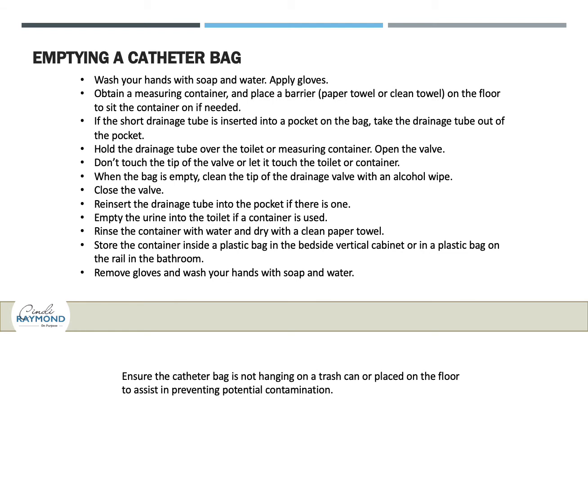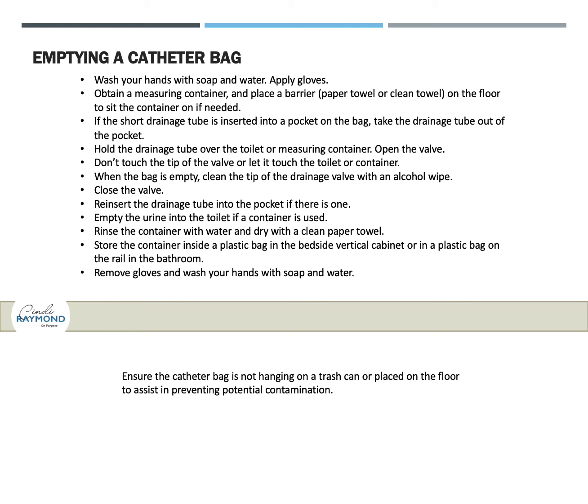So this is the process for emptying a catheter bag. You always want to make sure you wash your hands with soap and water and apply gloves. You're going to get a barrier and a container to drain your urine in. Make sure that you're holding the drainage tube over the toilet or the container. Open the valve. Make sure you don't touch the valve on anything, as that would contaminate it.